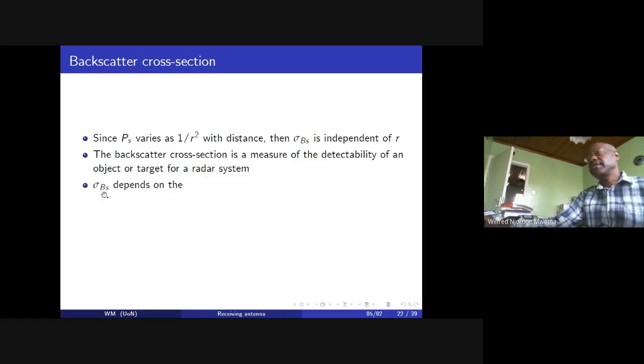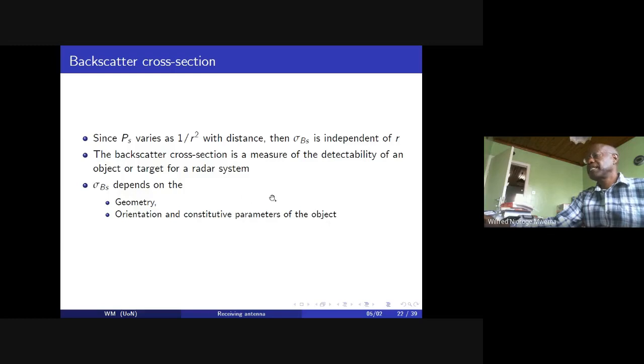So sigma BS, that is the backscatter cross-section, will depend on the geometry of the object, the orientation and constitutive parameters of that object. We can make the constitutive parameters of the object absorptive, that is, matched to the intrinsic impedance of the intervening medium, and therefore all the energy incident on it is absorbed and not scattered back to you, and therefore you won't be able to detect that particular object. And two, the frequency and the polarization of the incident wave.